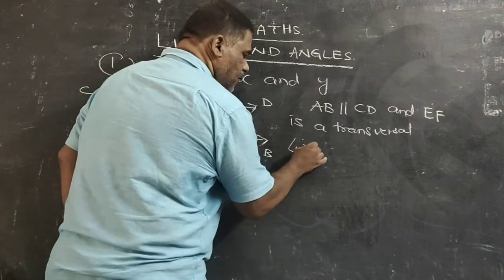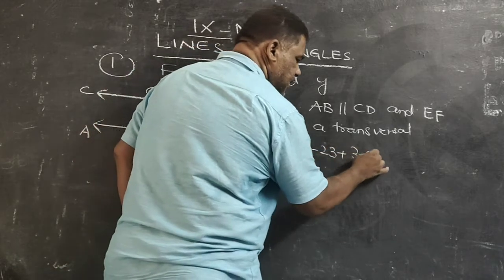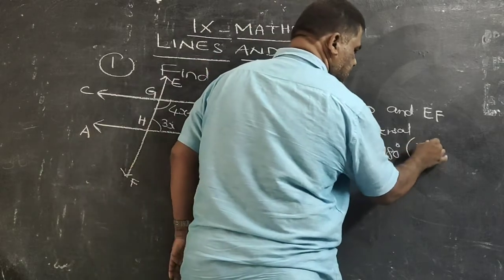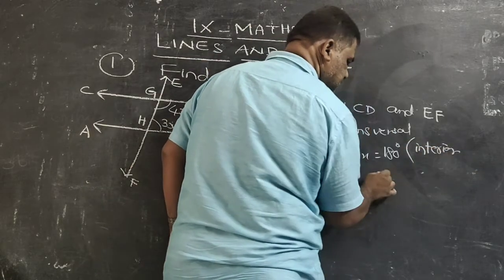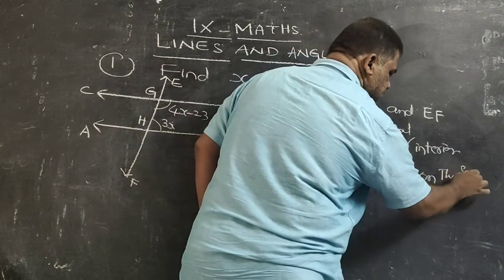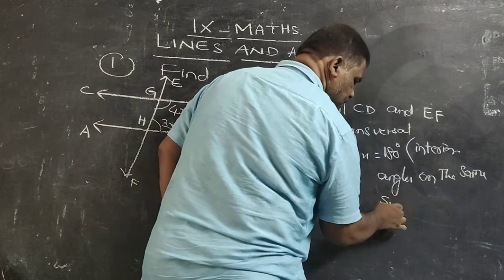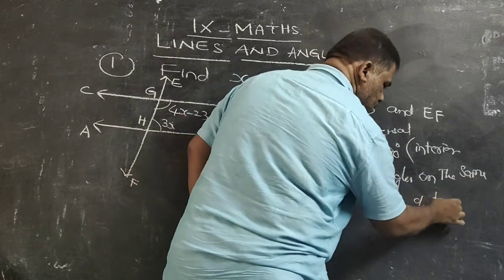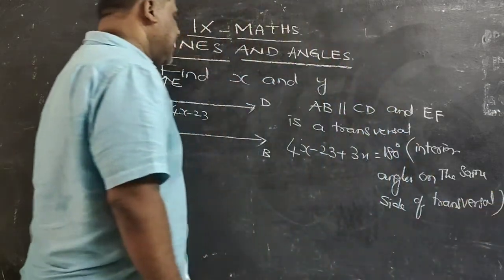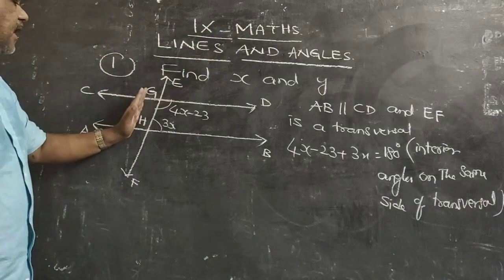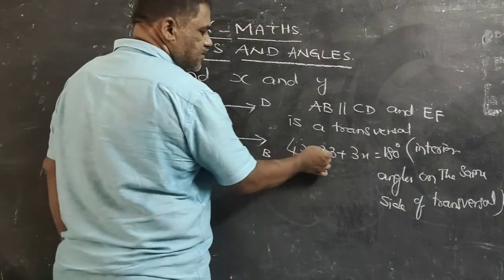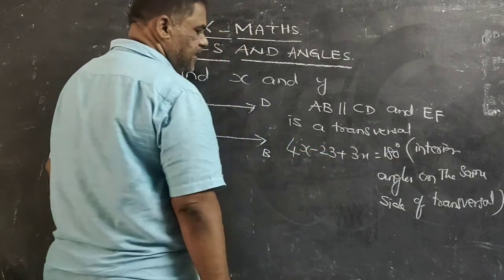So we can write 4x minus 23 plus 3x is 180 degrees. The reason is they are interior angles on the same side of transversal. So interior angles inside, they are present and they are on the same side of transversal. So their sum is 180 degrees. 4x minus 23 plus 3x is 180 degrees.